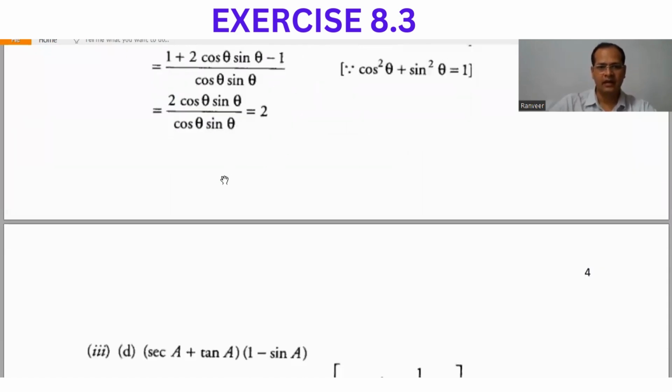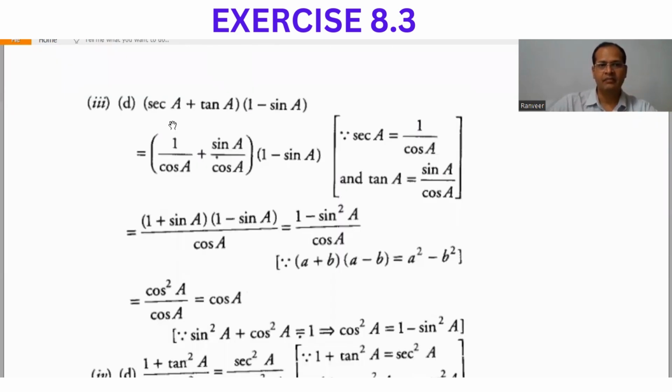Similarly, third, (sec A plus tan A) over (1 minus sin A). The trick is always to convert to sine and cos: sec is the reverse, 1 by cos, and tan A is sin by cos, over 1 minus sin A. So we will solve this one. 1 plus sin A times 1 minus sin A becomes 1 minus sin square A. This is cos square A, so the result is cos A.